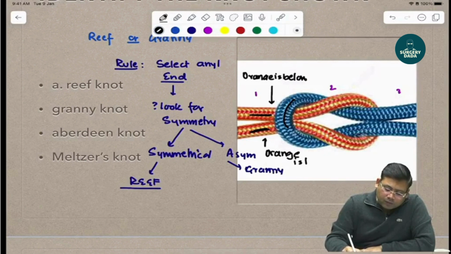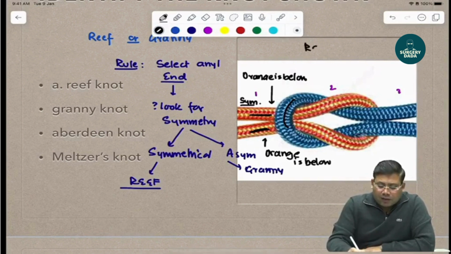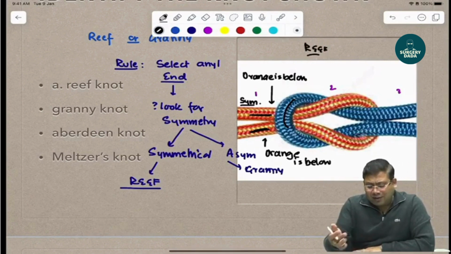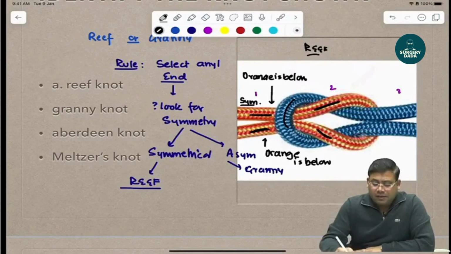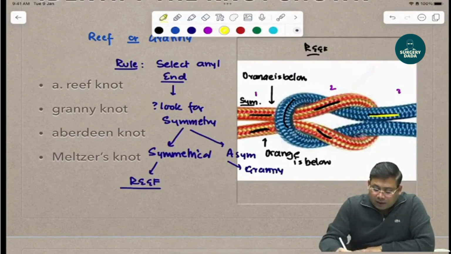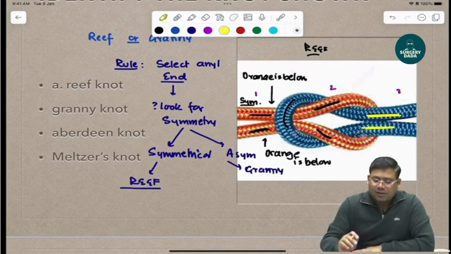Orange is below. Therefore on this side it is symmetrical, so I will say that this is a what knot, students? This is a reef knot. Let us take it on the other side. If you see on this side, orange is above, this is symmetrical. Blue, on this side, blue is above, so this is a symmetrical knot.